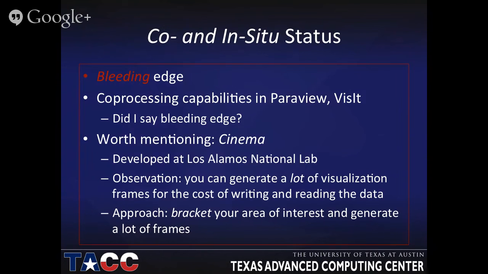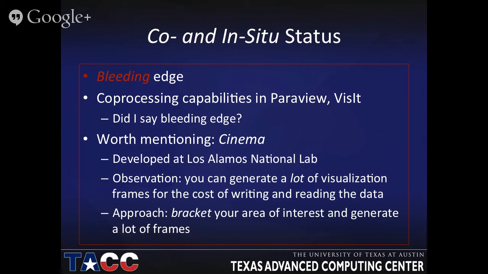This is really, like I said, the bleeding edge of visualization these days. Co-processing and in situ processing is available using ParaView and VisIt. It is not a graceful thing, and both ParaView and VisIt can do it, but it's hard. It is not an easy thing to do. We can help you with that if you really want to do it.